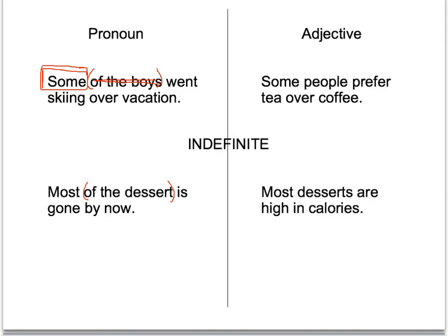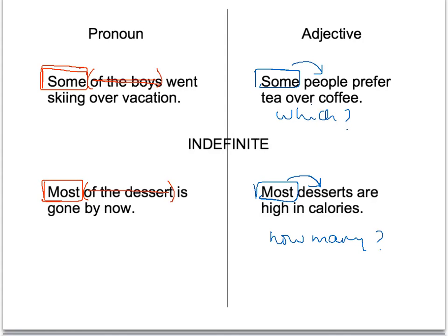Same thing in this sentence. Most of the dessert. Isolate the prep phrase. Most is gone by now. Most what? Most is therefore standing in for all the dessert that we're talking about. On the adjective side, we'll see once again, when it's functioning as an adjective, it precedes a noun. Some people prefer tea over coffee. Some tells us which people. Most desserts are high in calories. Most tells us how many desserts. Again, preceding a noun, it's an adjective.